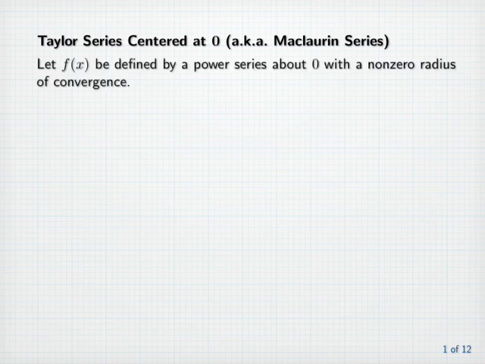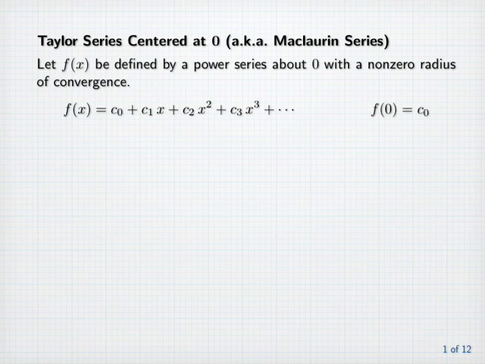Let f of x be defined by a power series about 0 with a non-zero radius of convergence. That is, f of x equals c0 plus c1 times x plus c2 times x squared plus c3 times x cubed, and so on. Now right away let's take note of the fact that the value of this power series at x equals 0 is the leading coefficient c0.